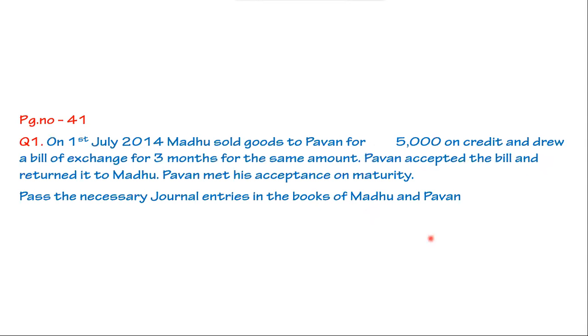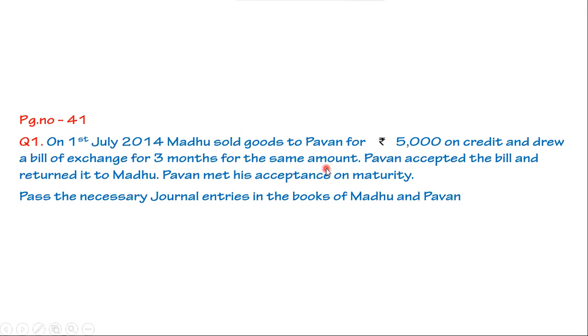Here is the question, page number 41, question number 1. On 1st July 2014, Madhu sold goods to Pawan for rupees 5000 on credit and drew a bill of exchange for 3 months for the same amount.